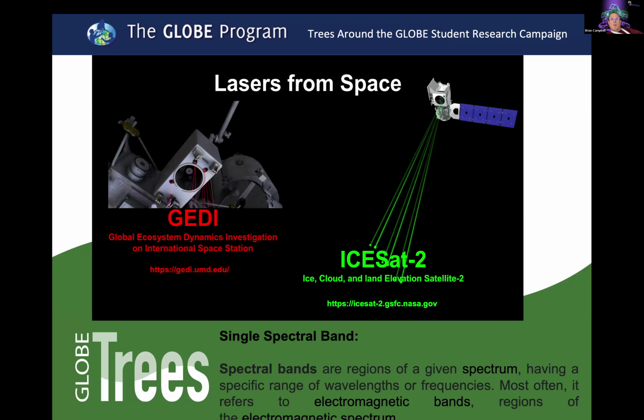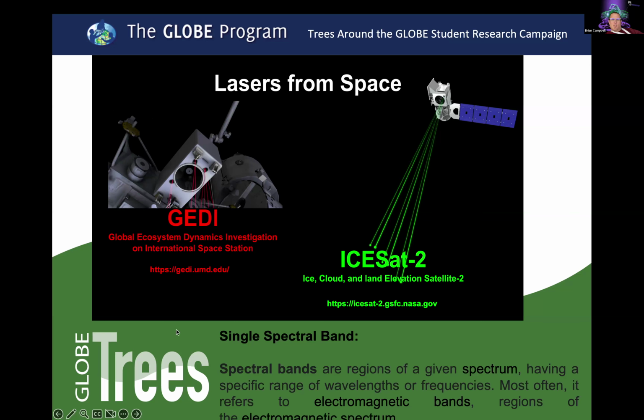So I'm going to quickly go into, sorry, that cut off a little bit on the bottom, but I'm going to start off by talking a little bit about some of the satellites and talking about the single spectral. And this is a single spectral band because we are using this single color, this single laser light. And it's different between GEDI and ICESat-2, but I'm going to showcase both of these here.